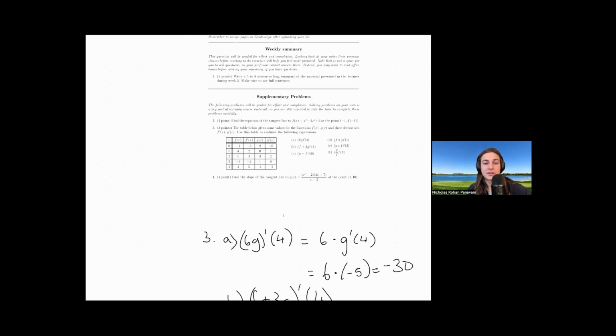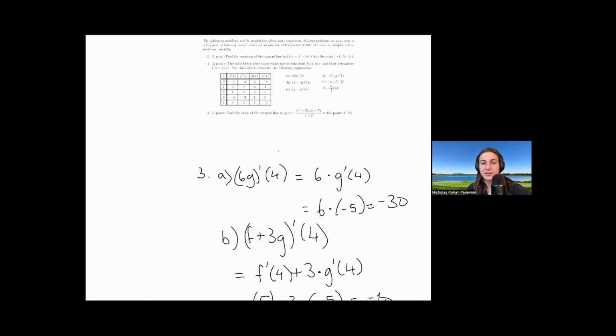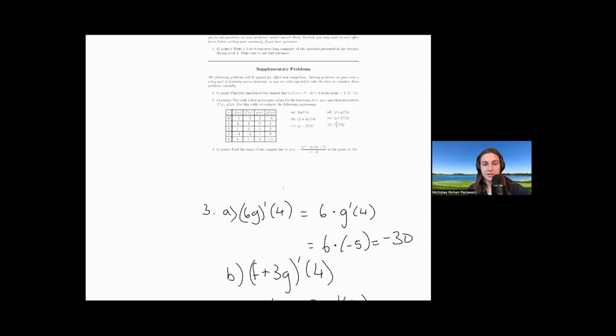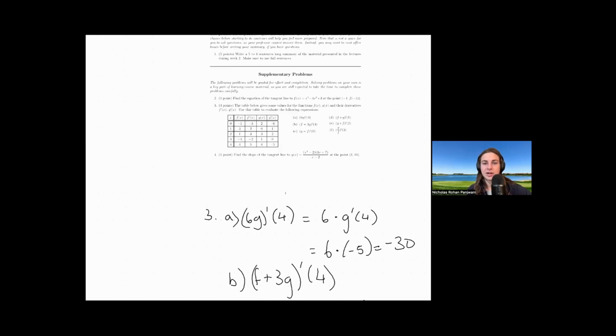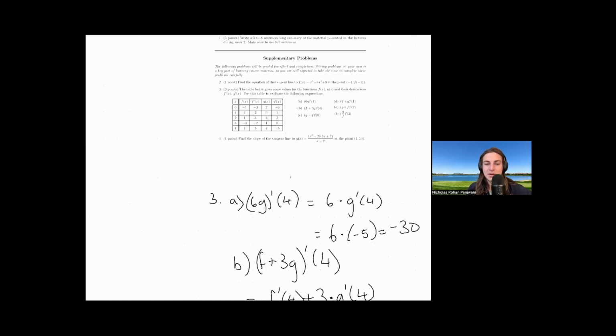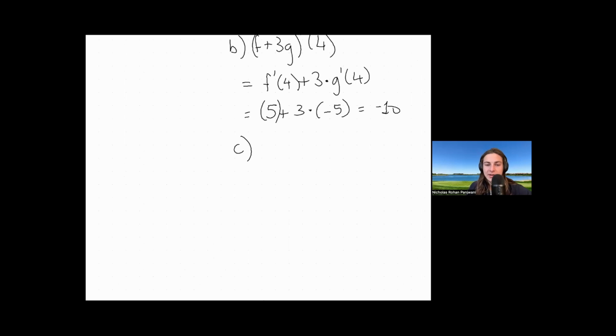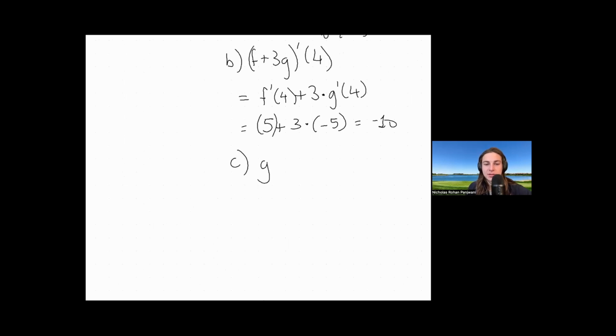Same deal for this difference. The difference law is effectively the same as the sum law, where you can just split it up. So addition and subtraction typically follow the same logic. So g minus f prime of 0 is equal to g prime of 0 minus f prime of 0.